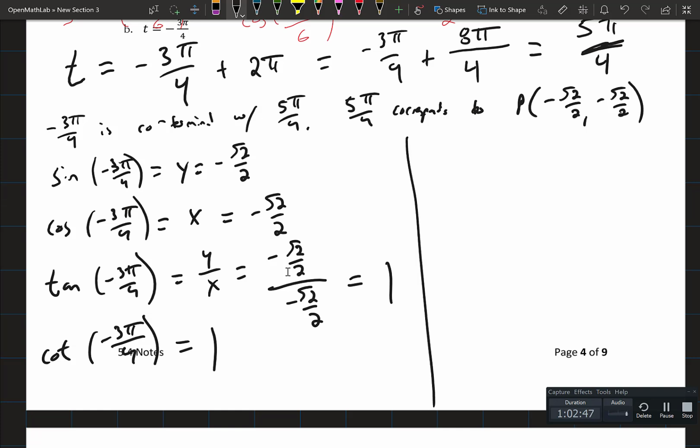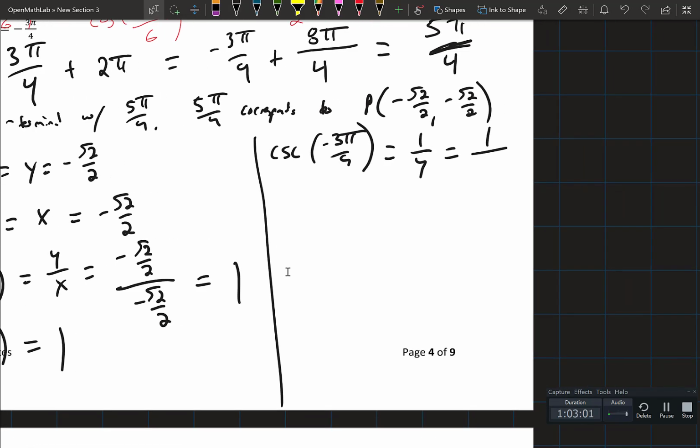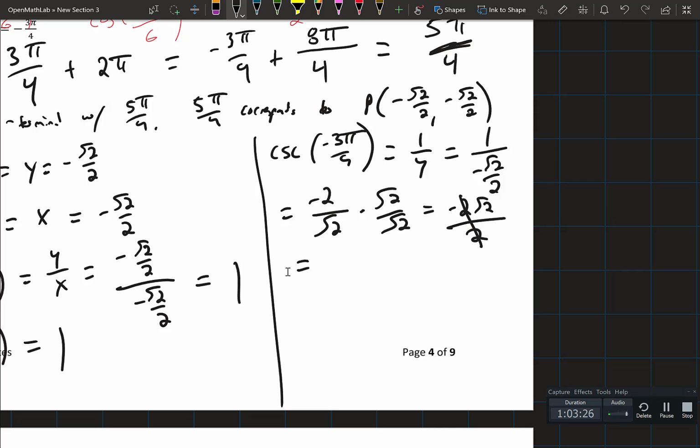So then we need cosecant of negative 3 pi over 4, which would be equal to 1 over y, which is equal to 1 divided by negative radical 2 over 2. I'll need to flip that, so that would be equal to negative 2 over radical 2. I need to rationalize the denominator, which gives me negative 2 radical 2 over 2. So the 2's cancel. We're left with just negative radical 2.